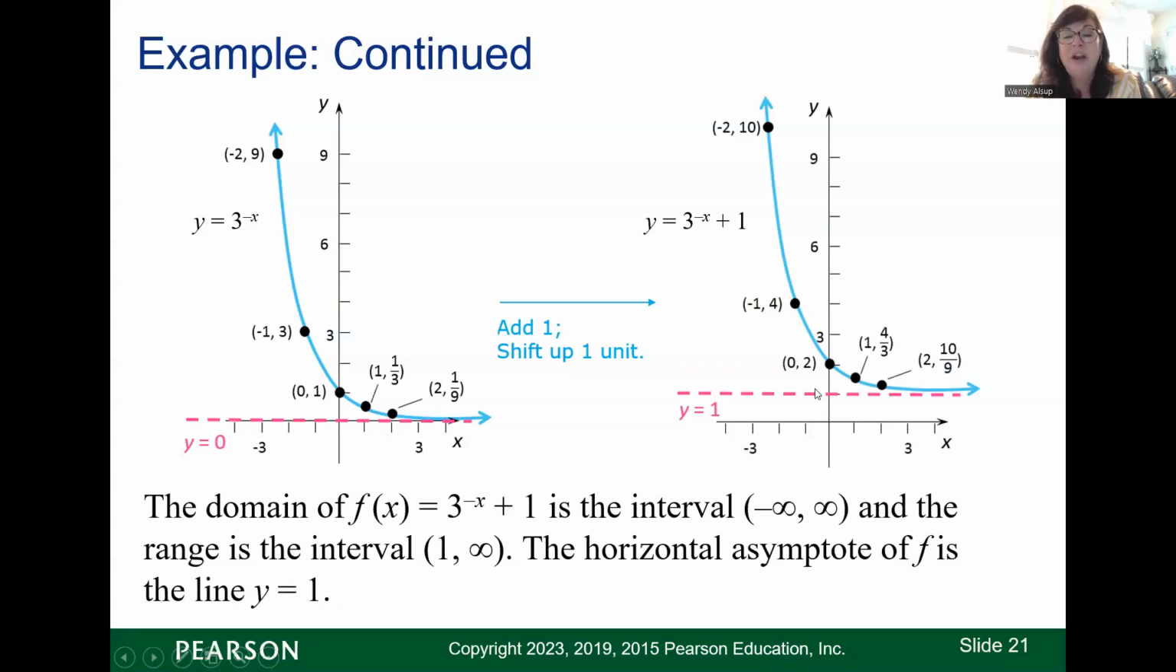Now our domain is still all real numbers. You can still put in any x you want, but our range changed. Now our range is from 1 to infinity, not including 1. It will get infinitely closer to y equals 1 without crossing it.